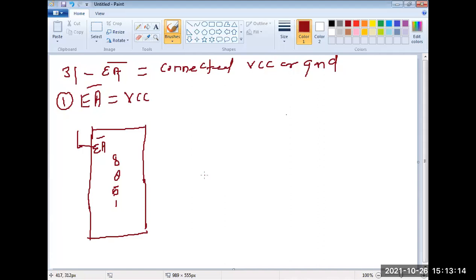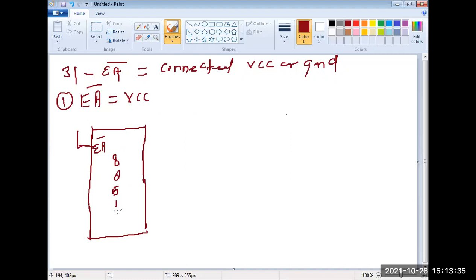Yes, sir. So as we discussed, it depends upon pin number 31, how it is connected, either to VCC or to ground. We have seen two cases for this. In the first case, I considered that the EA bar is connected to VCC. What happens?